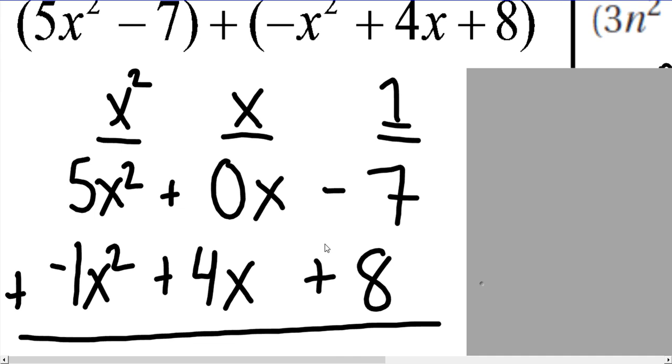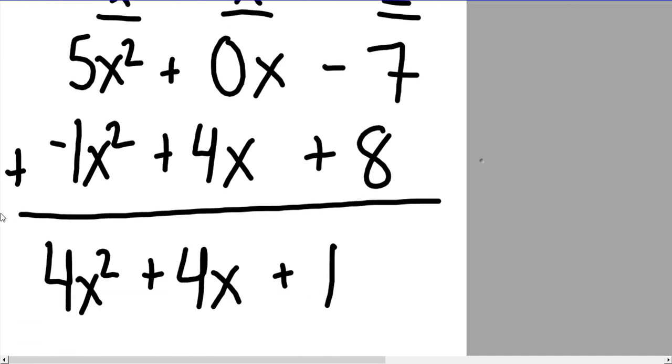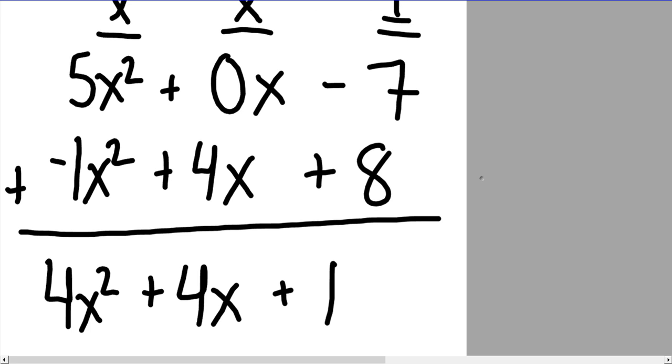I line up my terms, and then I'm just adding term by term. That's why in elementary school they said it was very important to line up your decimal places, because then you'd be adding like terms. Then you just go adding. 5x squared plus negative 1x squared is 4x squared. 0 plus 4x's is 4x. Negative 7 plus 8 is 1. You cannot combine these. These are not like terms, so you have 4x squared plus 4x plus 1. And that would be the answer for the first one.